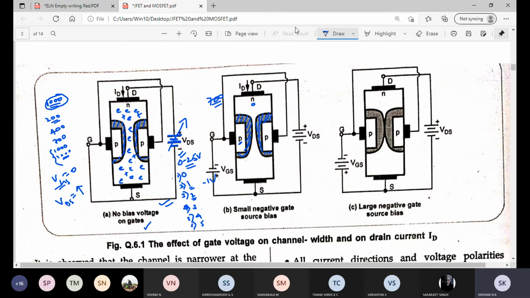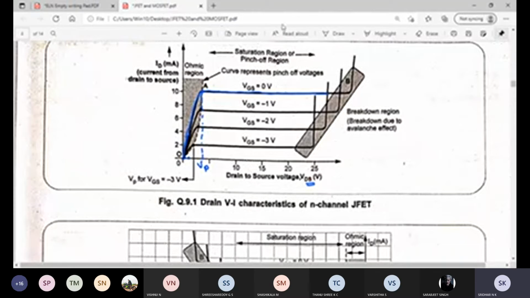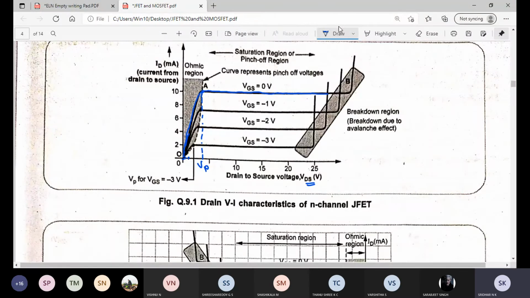Reverse biasing. What happens now? You vary VDS slowly in steps, as we did here. It follows the same procedure. In this case 2, can you see, you will get the same graph. Increase VDS in steps. The current starts increasing slowly, and at one point it becomes constant. This is for VGS equal to minus 1 volt.